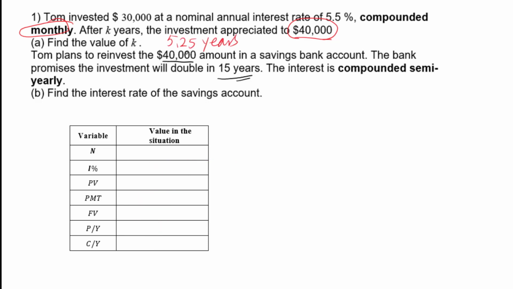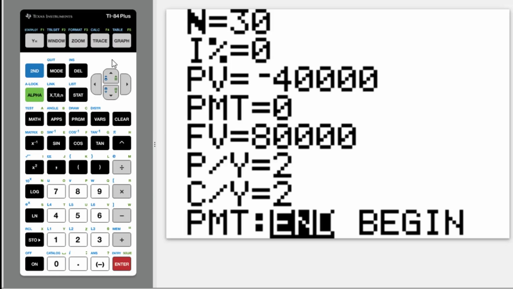Reinvest this $40,000. This will be negative $40,000. 15 years times 2. Since this is semi-yearly, this is a 2. PMT is 0. Interest rate is something we are looking for. Future value is double this $40,000. So it's $80,000. Then move the cursor to this interest rate.